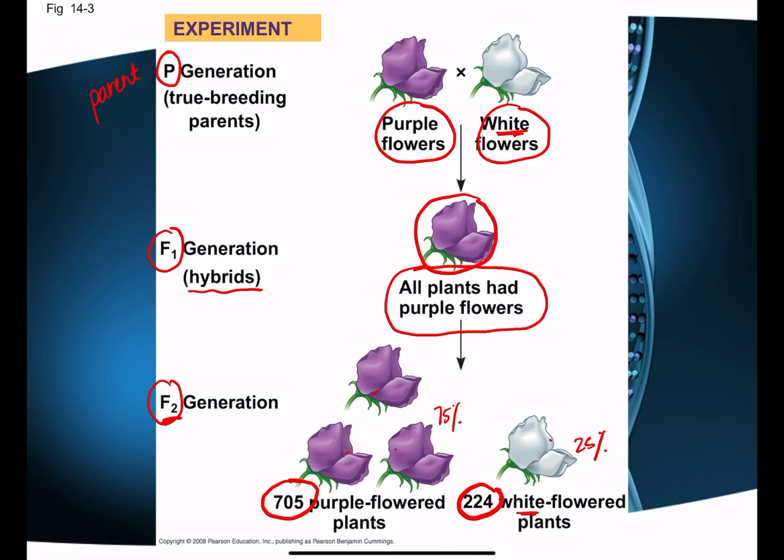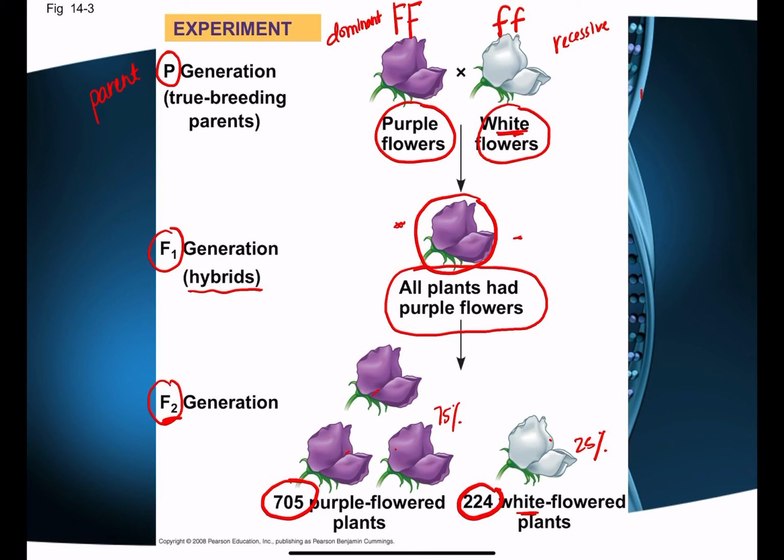So I'm going to do a few simple Punnett squares for these, just to get us started and thinking about them. So I'm going to use the letter F for flowers. So the purple is what we call dominant, okay? Because that's what you see in the next generation. You see that purple flower. The white is what we call recessive. You don't see that in the F1 generation.